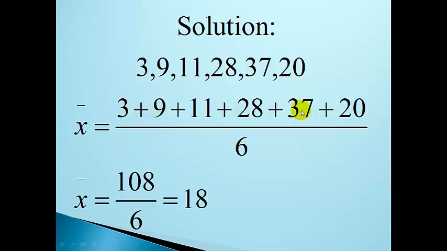When we add all these numbers, the answer is 108. So divide by 6. How did we get a 6? That's the number of terms, 1, 2, 3, 4, 5, 6. That is n. So x bar, that is the mean, is equal to 108 divided by 6, and the answer is 18. That means that the mean of the given numbers is 18. That is how we find the mean of values of numbers given.